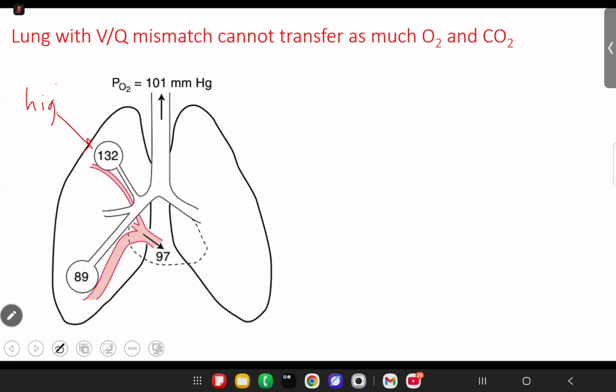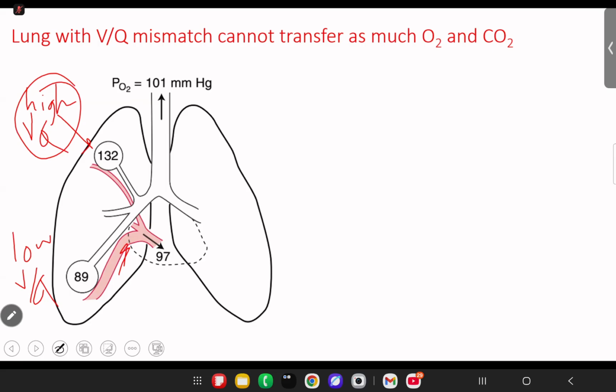High VQ alveoli, low VQ alveoli in the bottom part. Now, all the alveoli are getting ventilated, all the alveoli are getting perfused, but because of these differences in VQ ratios, when this one has low oxygen, it cannot be compensated by the high VQ, because it is already fully saturated, so you cannot saturate more.